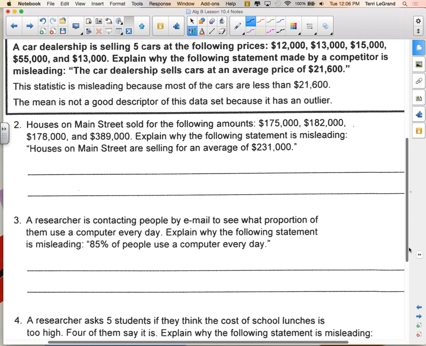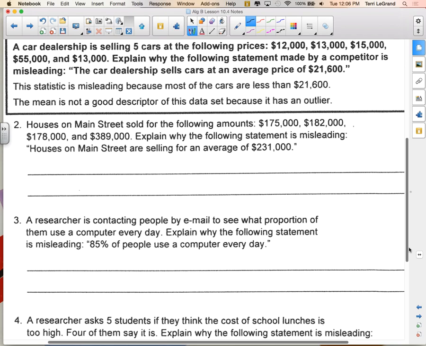They added all 5 numbers together. Go ahead and try it. They added all 5 numbers together. They divided by 5 and they got 21,600. Josh? Yeah, the $55,000 increased the mean, didn't it? What do we call that number? An outlier. That outlier increased the mean. So in reality, the competitor's using that one so that they want the mean to be higher. They want to say, hey, come buy cars from us. Our average car sells for much lower than that.